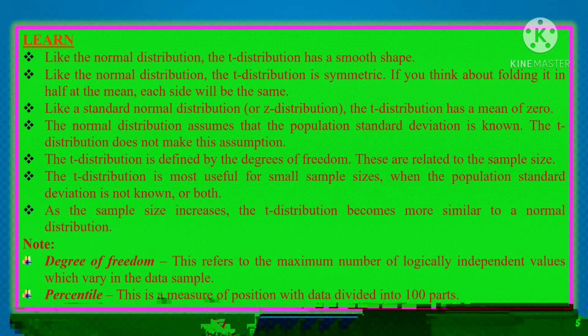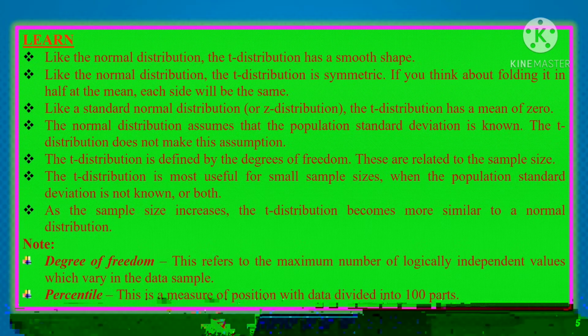Like the standard normal distribution or z-distribution, the T-distribution has a mean of 0. The normal distribution assumes the population standard deviation is known. The T-distribution does not make this assumption. The T-distribution is defined by the degrees of freedom. These are related to the sample size. The T-distribution is most useful for small sample sizes, when the population standard deviation is not known, or both. As the sample size increases, the T-distribution becomes more similar to a normal distribution.